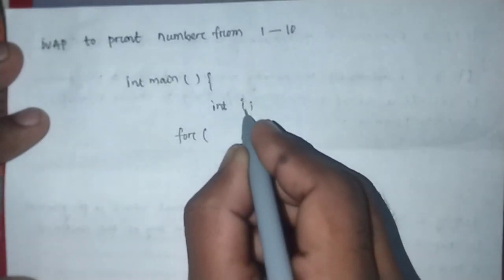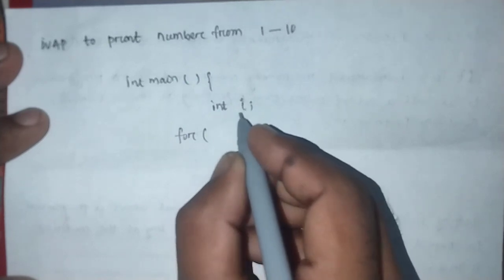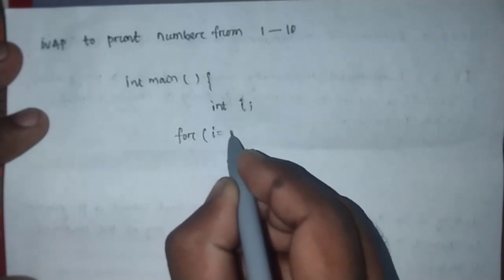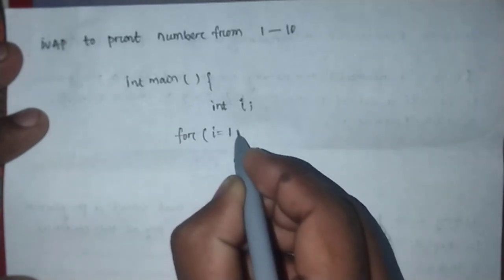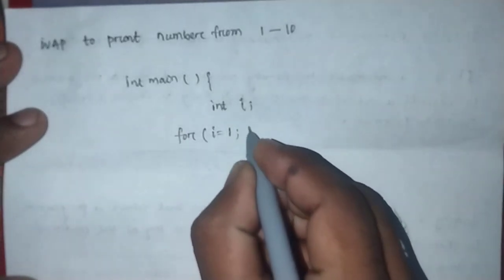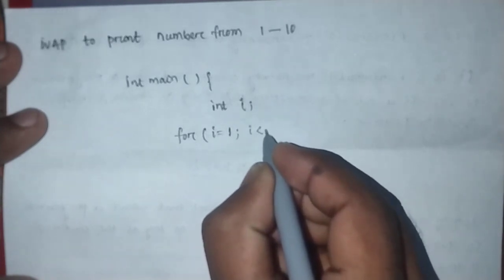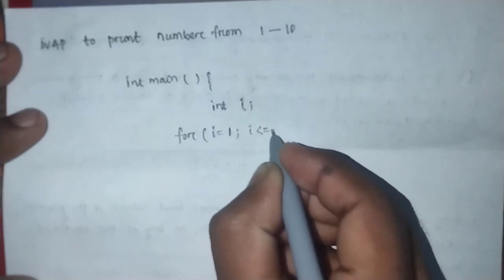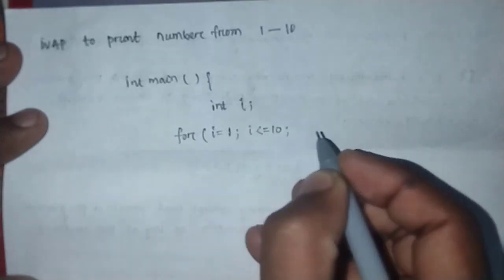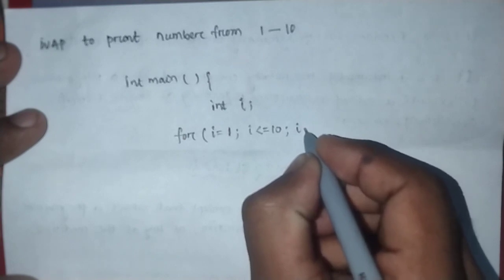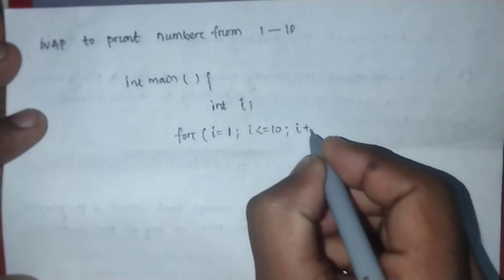Here I am using i as the variable which will operate throughout the for loop, and in the initialization statement I am initializing it with the number 1. The test expression will be i less than 11, or less than or equal to 10. Then the update statement will be an increment one, so I will write i++. Then the curly bracket starts.